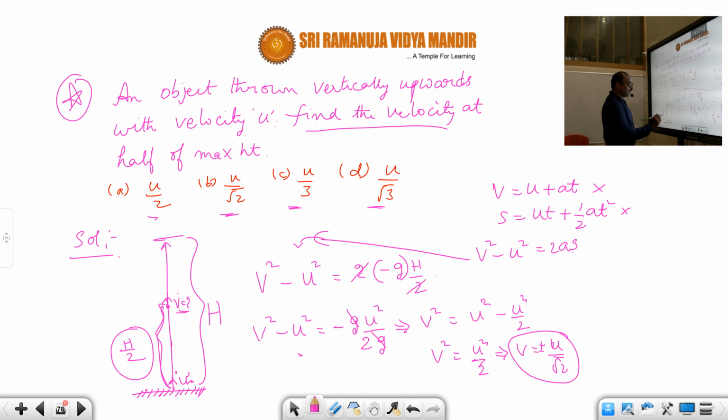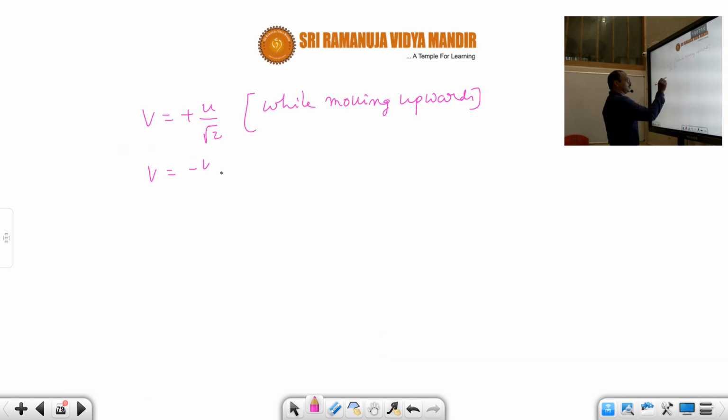That means we take v equal to plus u divided by root 2. As I already told you, the positive sign represents going upwards, and the negative sign represents going downwards. That means v equal to plus u by root 2 we consider while moving in the upward direction, because it crosses the same point 2 times. One time going upwards, the second time while moving downwards. Second time, v equal to minus u divided by root 2. So that means while moving downwards.